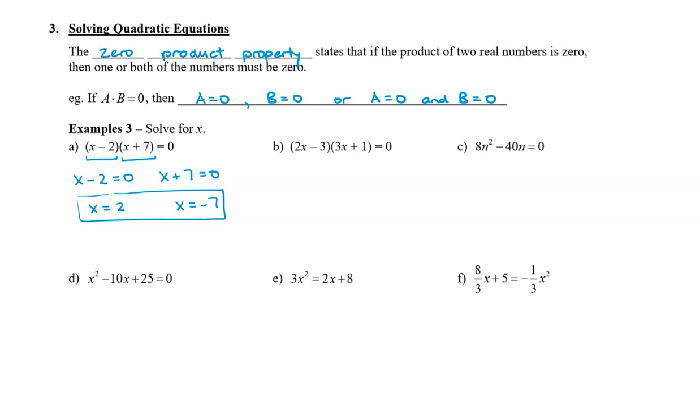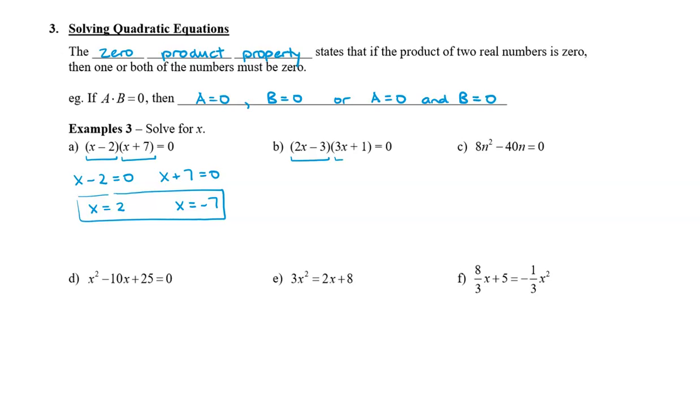And you can plug them in to check. If we plug in 2, we get 2 minus 2, and that's going to be 0. And 0 times whatever is on the other side will still be 0. Same with negative 7, we plug that into x. Negative 7 plus 7 is 0. So anything times 0 is still going to equal 0. All right, let's go on to the second one.